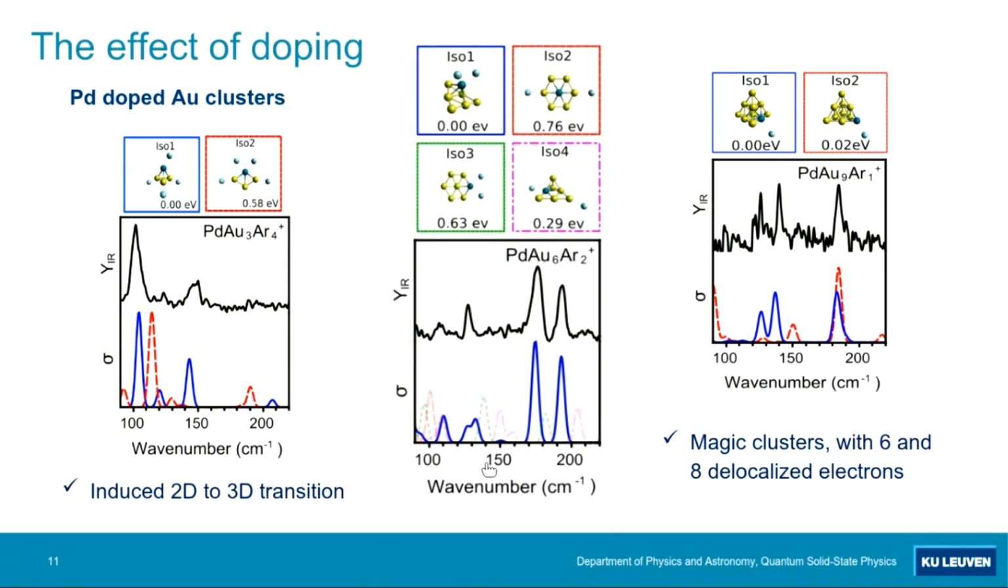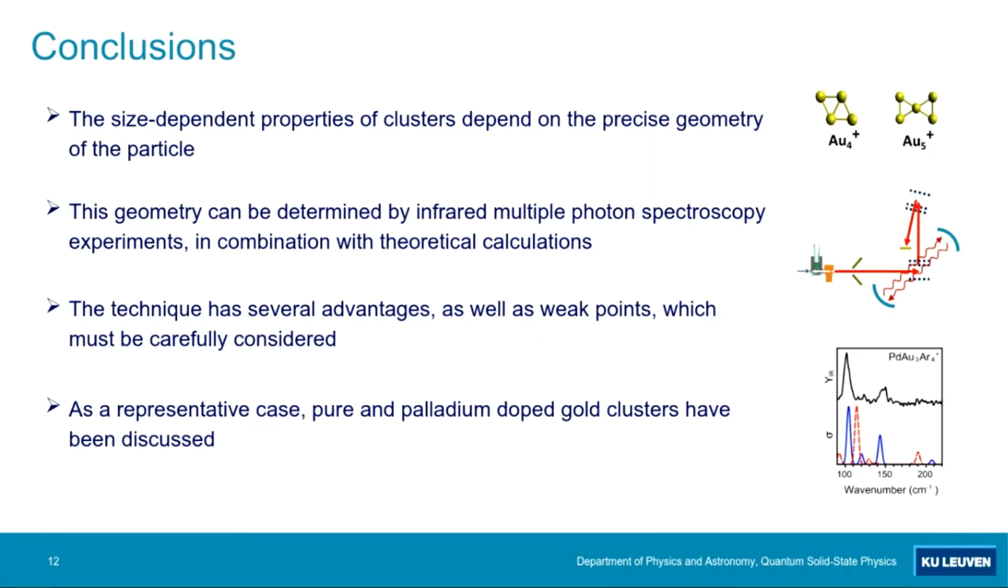Of course, this is a work that is still in progress. Because it's really heavy computations, you have many isomers. You also have to check quite carefully the level of theory you will use for the density functional theory calculations. So it's really a lot of work that you have to do. So in conclusion, the size-dependent properties of clusters, these particles in this really small size regime, depend strongly on the geometry of these particles. It's not easy to determine those geometries.